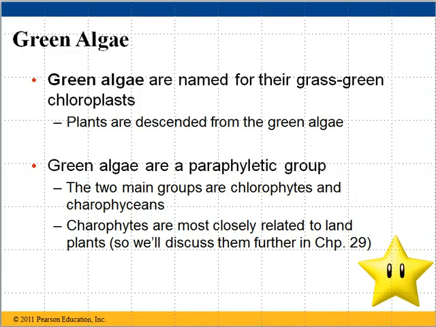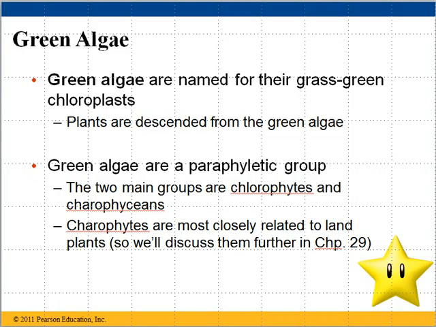Moving over to talk about our green algae. The green algae also are named for their coloration. They're grass green chloroplasts. These are basically the lineage that eventually led to the land plants that we know, such as oak trees and rose bushes and that type of thing. Green algae are a paraphyletic group, which means the taxa contains the common ancestor but not all of the descendants. The 2 main groups within the green algae are called the chlorophytes and the charophyceans.